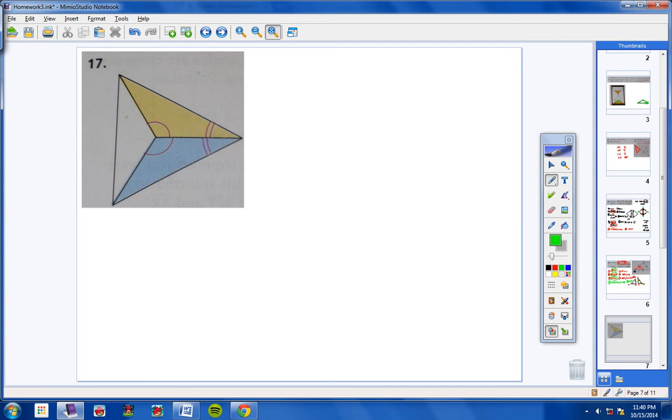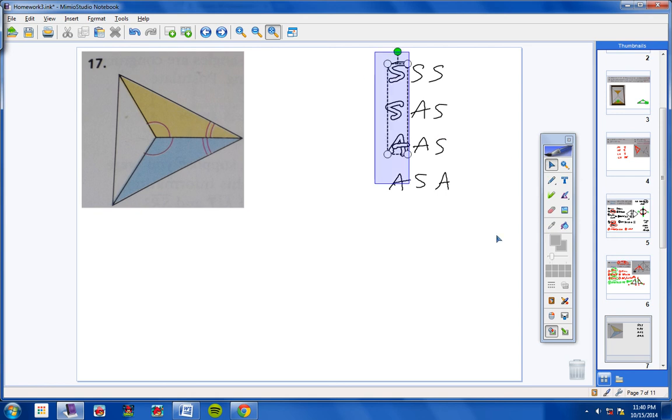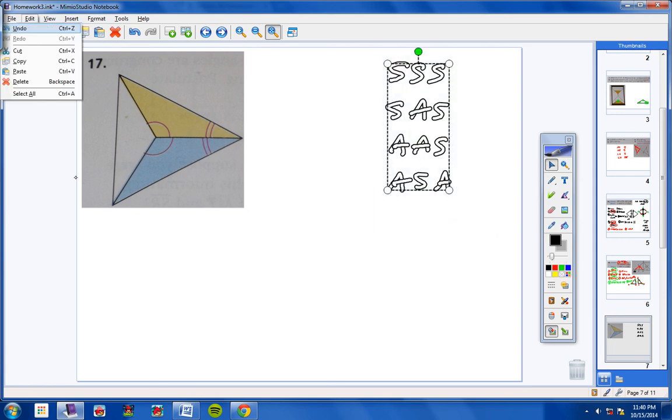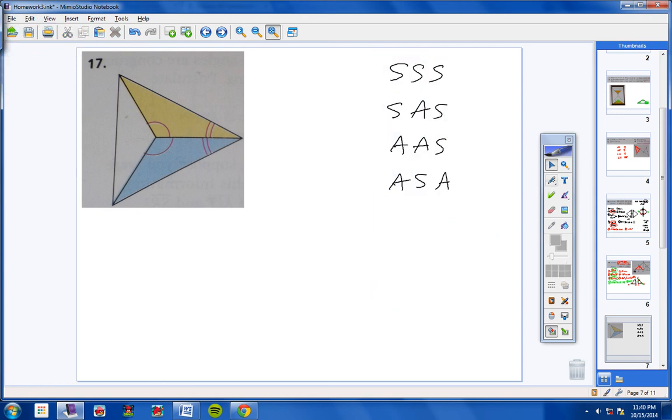Okay, numbers 17 through 20 are pretty quick problems, so we're almost done here. We're going to state the postulate or theorem that can be used to prove that the blue and yellow triangles are congruent. Okay, so I'm going to go ahead and write down our options over here, and I'll cut and paste those. We can either use side, side, side, side, angle, side, angle, angle, side, or angle, side, angle. Okay, so there we go. And let's see how it goes, okay?